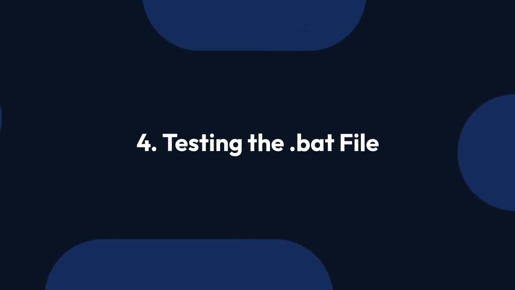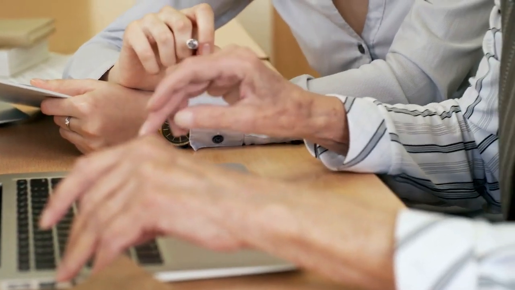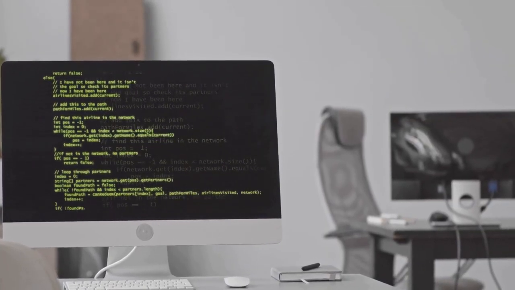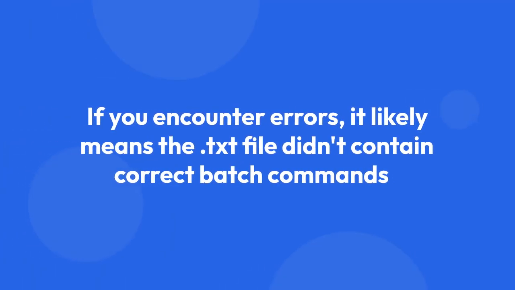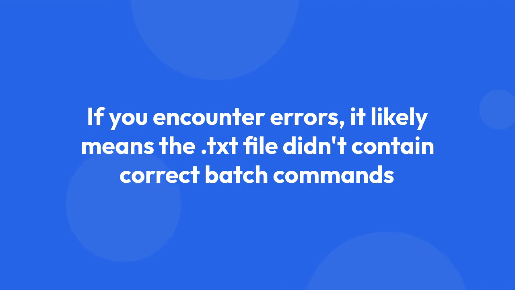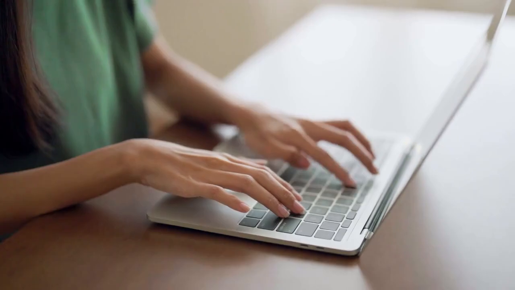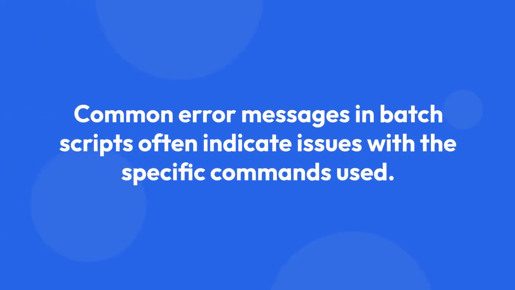Testing the .bat file. After renaming, double-click the new .bat file to run it. If the file contains valid batch commands, they will execute. If you encounter errors, it likely means the TXT file didn't contain correct batch commands, or there might be problems with the commands themselves, like typos or incorrect paths to files. Common error messages in batch scripts often indicate issues with the specific commands used.